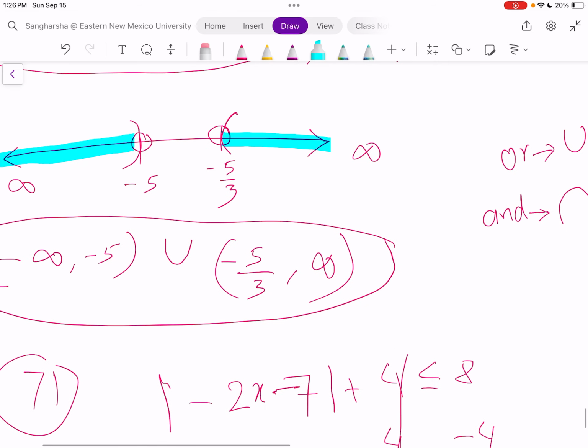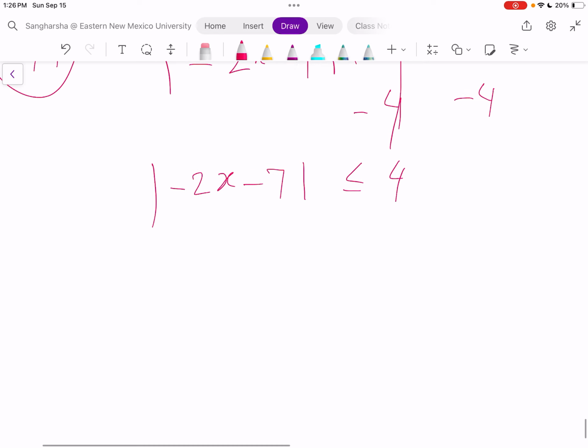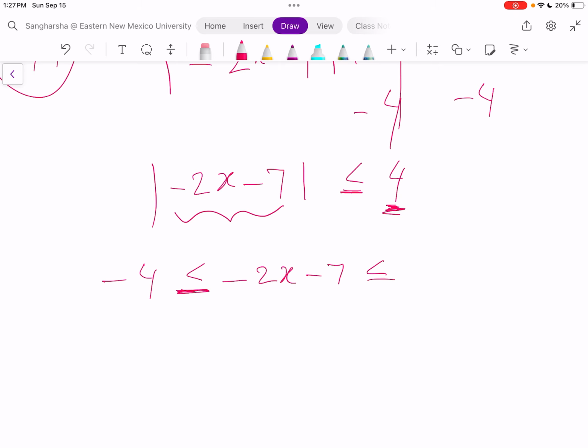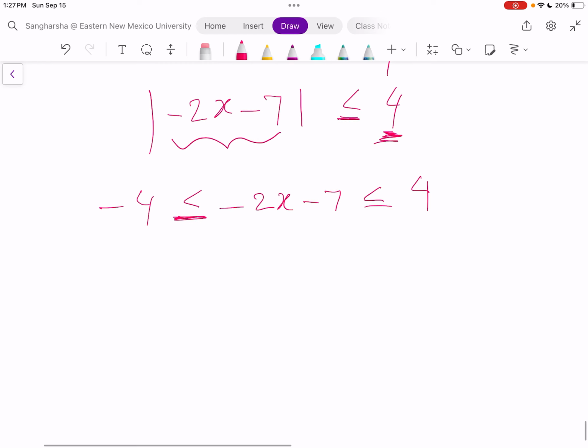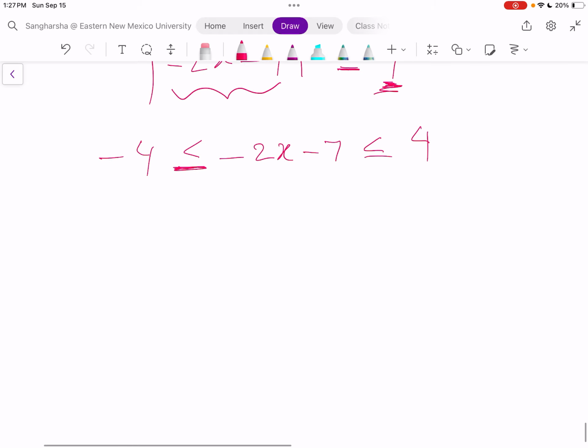We have two cases, and this case is similar to the earlier one, so we're going to rewrite our absolute value inequality without the absolute value sign. You write whatever you have inside the absolute value sign. So you have negative 2x minus 7 greater than or equal to the negative of this number, negative 4, and less than or equal to the positive of this number, which is 4. Now this is a linear inequality, and we know how to solve this one.